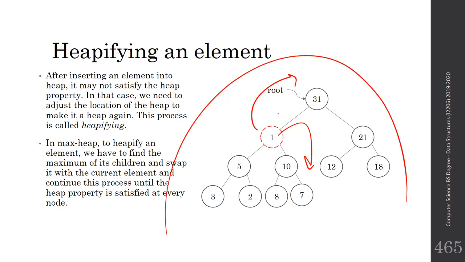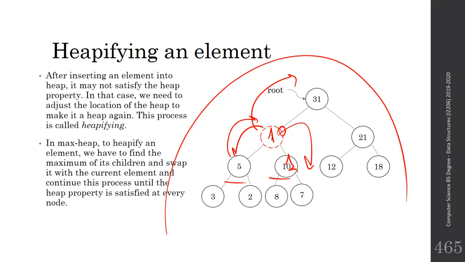If I place 5 and place 1 here, I will have the same problem, because then I will have 10, 8 and 7, which are greater than 5. So obviously I need to pick the maximum of the children. We will use the two functions, left child and right child, and we will pick the maximum. So we will get 10 here and 1, and again we will do that. This operation is called heapifying.